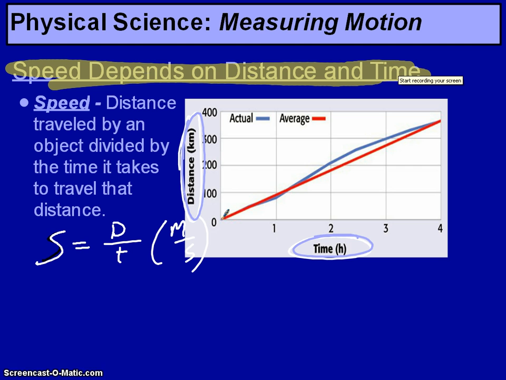There is my red line. I'll try to highlight that here. So we got our red line here. And you'll probably notice that the red line is straight. That's our average distance, or our average speed.